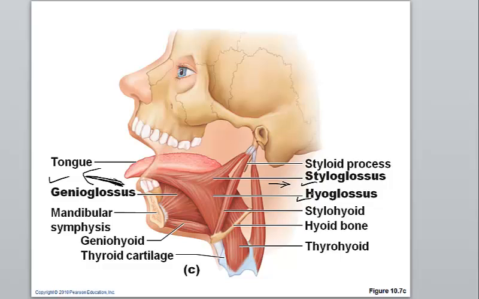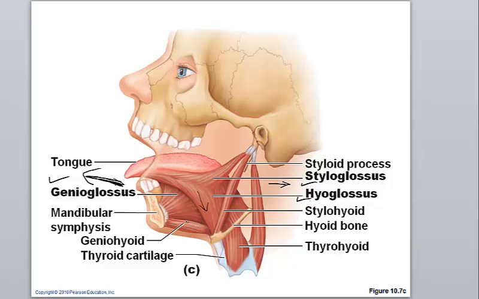Okay, hyoglossus. Now this is where the hyoid bone comes in, right? So again, the origin of this muscle is the hyoid bone. You can see over here, it goes all the way up to your glossus, to your tongue. What is its purpose? To depress it, so it can push the tongue downwards.